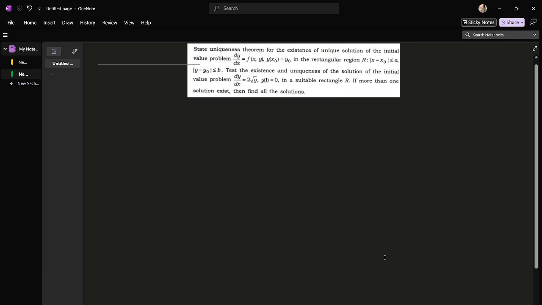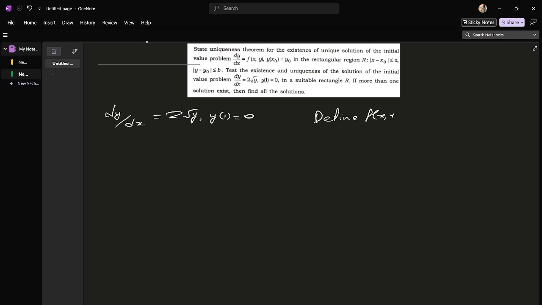Now for the second part, we are tasked to test the existence and uniqueness of the solution for the initial value problem dy/dx = 2√y, y(1) = 0, and determine whether multiple solutions exist or not. Firstly we have to check the conditions for existence and uniqueness. So we define f(x, y) = 2√y.